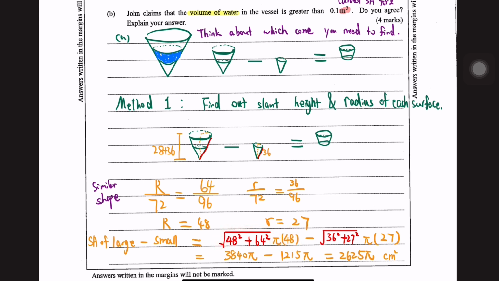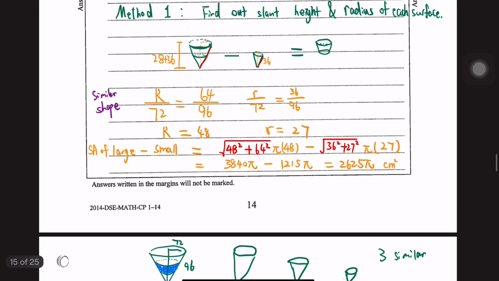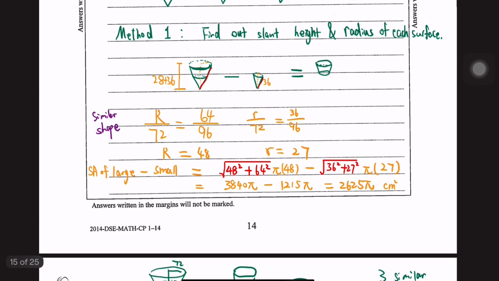r is the curved surface area of the middle cone, and then minus the smaller one, which is the same Pythagorean here, and then the pi, the radius, and you just calculate with your calculator. We need to keep it in terms of pi, so you keep it in terms of pi. This is the final answer. Okay, this is method 1.